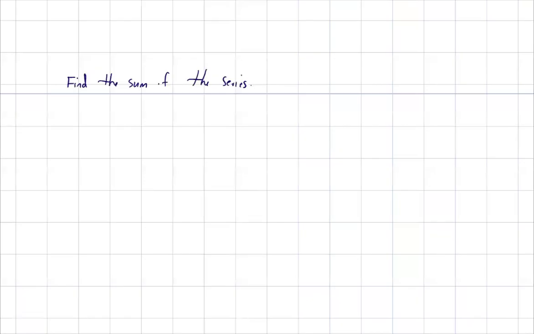We want to find the sum of the following series. We have the summation of (-3)^(n-1) divided by 2^(3n), n starts from 1, goes to infinity. Okay, do you recognize any pattern here? This is basically a geometric series.